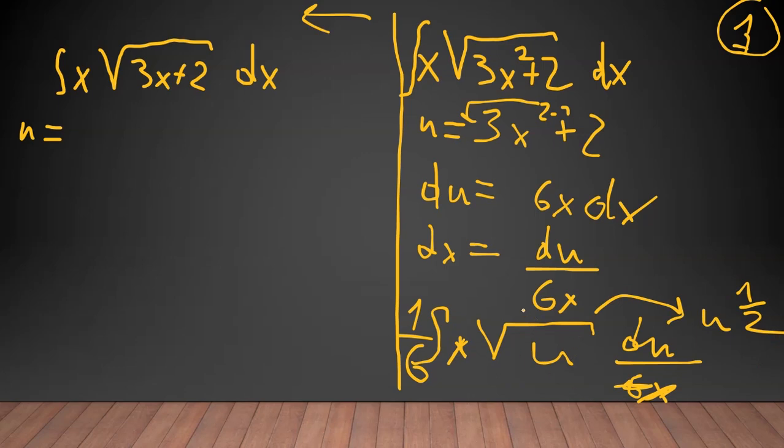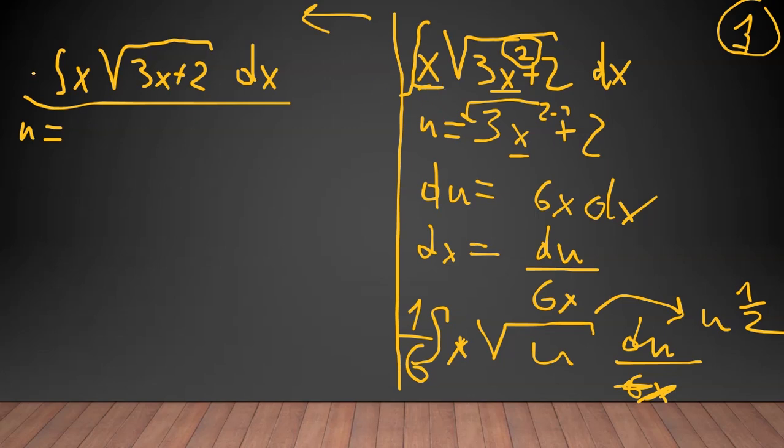But it's not that easy in this case. Let me show you why. It was much easier here because we had 3x squared, x to the power of 2, whose derivative easily cancels. You have x in the derivative and x here. That's why you can cancel them out.